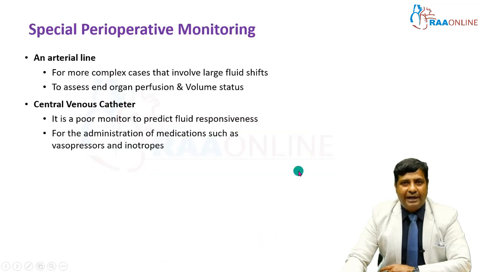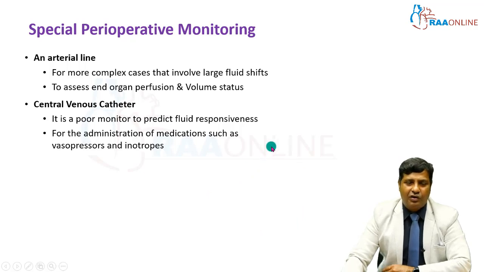So what about monitoring? Apart from standard monitoring devices, do we need to employ special monitoring for these types of patients? Yes, not for all patients, but it may be required for more complex patients, especially in complex surgeries involving large fluid shifts, because it helps you to assess the perfusion of the end organs as well as the volume status. Whereas central venous pressure monitoring, we all know, is not a good monitor to predict fluid responsiveness. So if you want a central venous line, it may be used for administration of medications such as vasopressors and inotropes, in case you are going to use them.